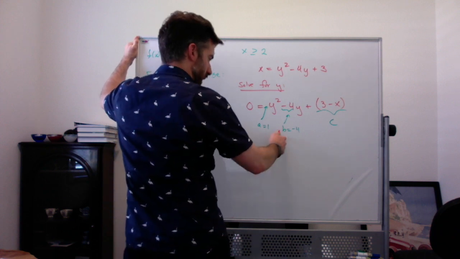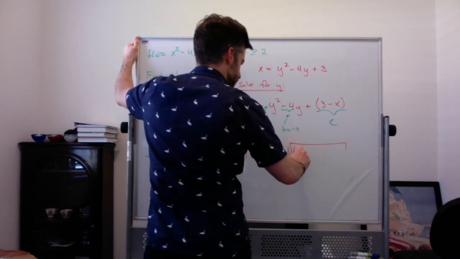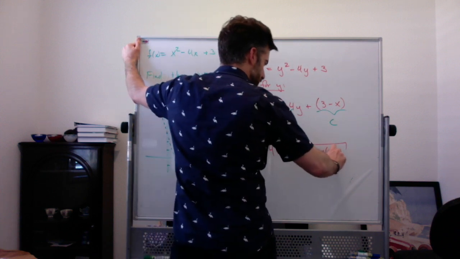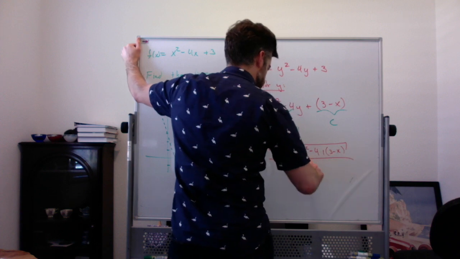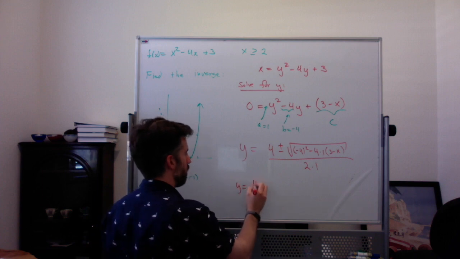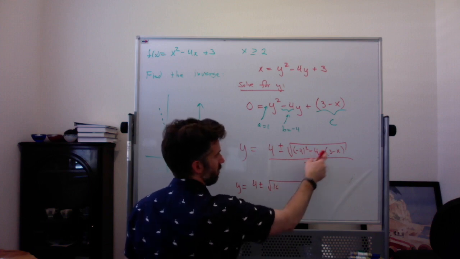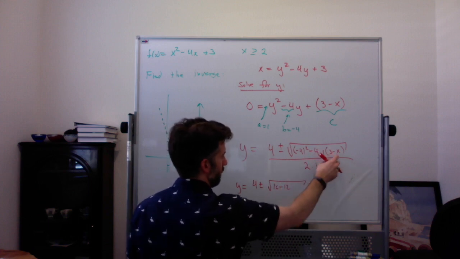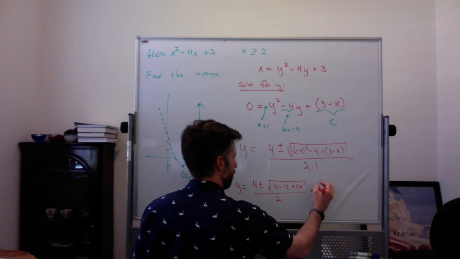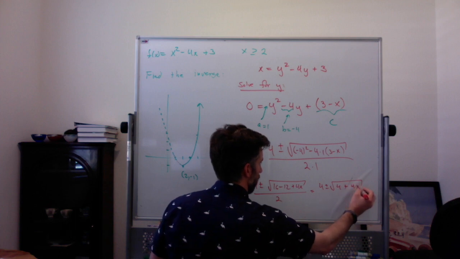Y equal to -b, so -4 is 4, plus or minus the square root of -b squared, minus 4 times 1 times 3 minus x, all divided by 2 times 1. Right, simplifying, I get y equal to 4 plus or minus the square root of 16 minus 4 times 3 is minus 12, minus 4 times minus x is plus 4x, all over 2. I can simplify a little bit further and get 4 plus or minus the square root of 16 minus 12 is 4 plus 4x all over 2.